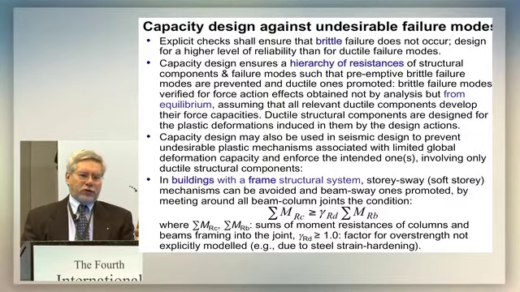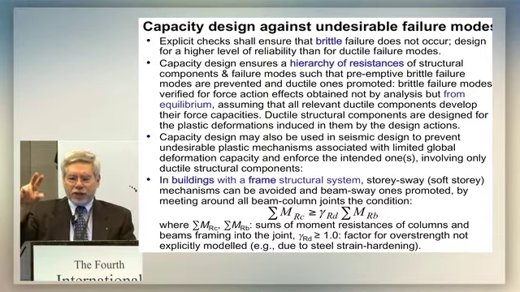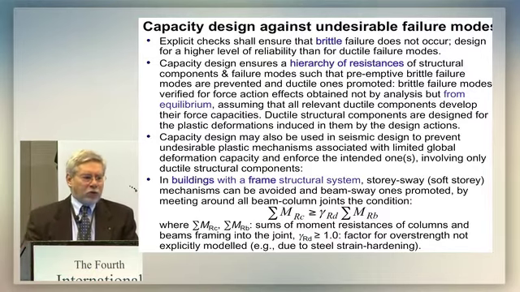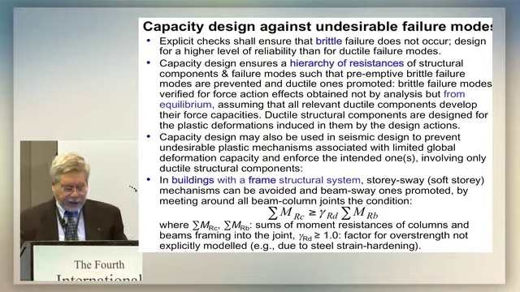For example, if you don't want to have a failure of a column in shear, you assume that the column reaches the yield moment at the top and the bottom, and then equilibrium of moments gives the shear along that column. So it's a shear that is physically defined as an upper limit that can be reached. If you design against that with a certain margin, shear failure in the column will not occur. So that's capacity design.